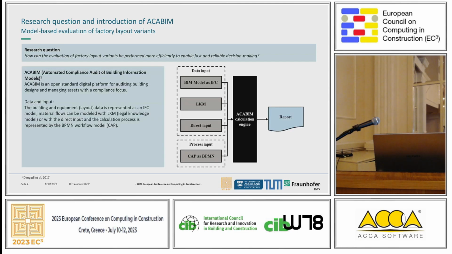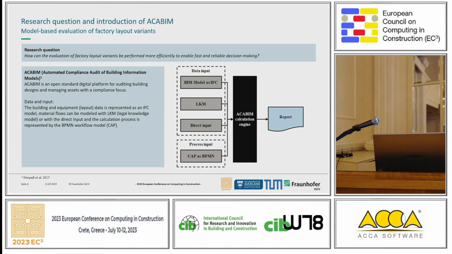And what we discussed in New Zealand was how we can use existing tools there. And we decided on one tool, which is called ACABIM, Automated Compliance Audit of Building Information Models. This is an open standard digital platform which is normally made for rule checking, but it is quite flexible because you can input a lot of data like models, direct input, lists, and all the stuff. You can operate different calculations just by giving certain operations via BPMN, and then you have the calculation engine, and then you get the report out of that.